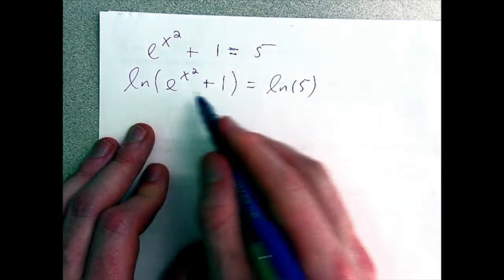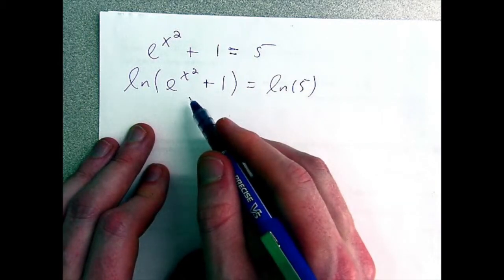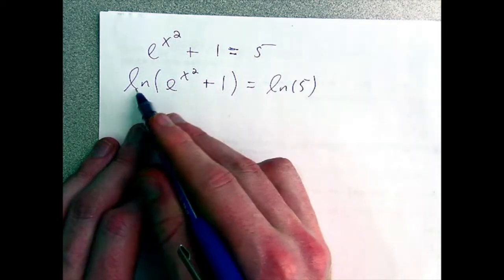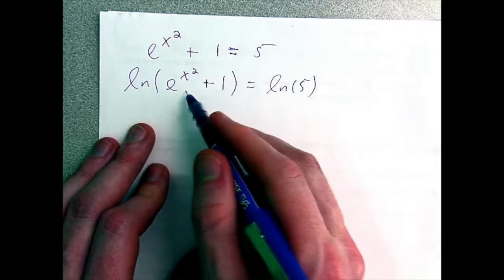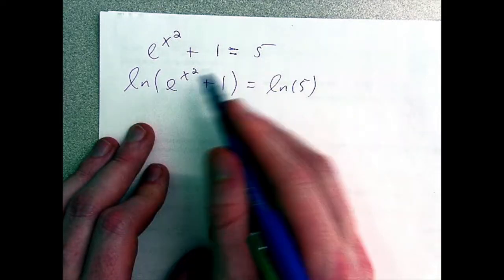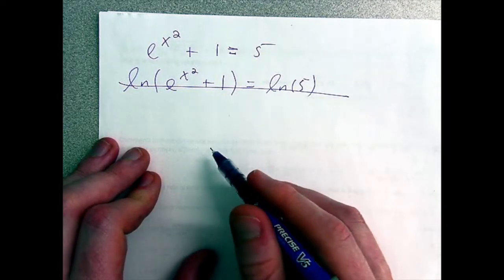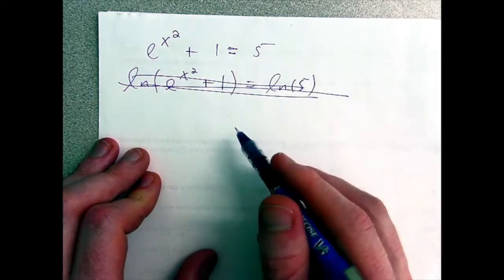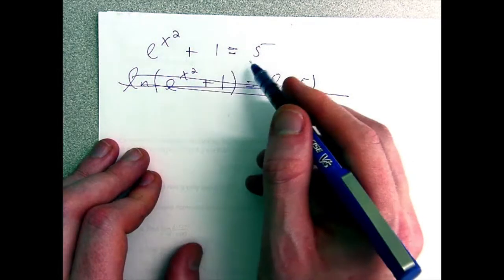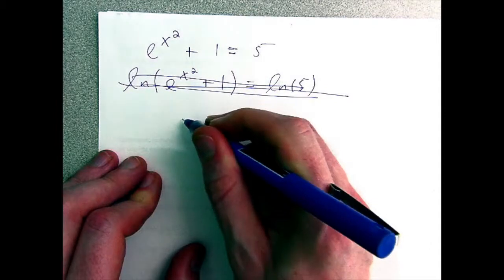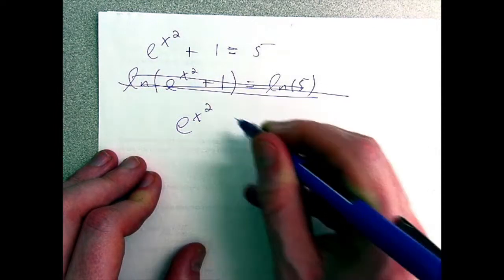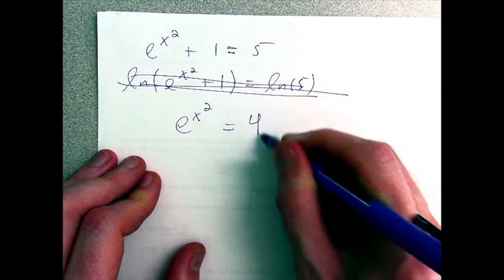Unfortunately, this expression on the left just cannot be simplified in any useful way. The natural log of a sum, there is no rule for that. There's no rule for natural log of one thing plus another. So this doesn't work. The better thing to do is to subtract 1 from both sides before taking the natural log. So you have e to the x squared is equal to 4. Now take natural log.